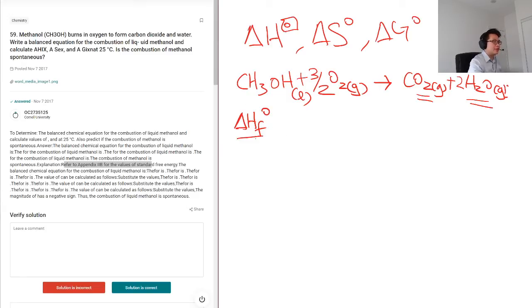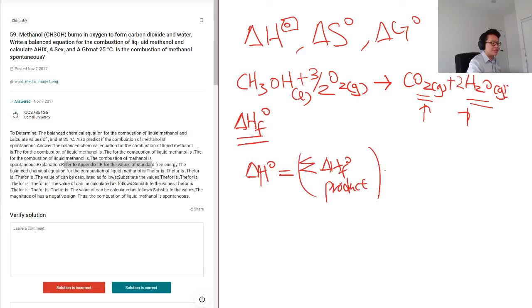When you can find all the delta HF from the individual chemical species, the delta H naught of the reaction, which is what we are looking for, will be equal to the sum of the delta HF for our products minus the sum of the delta HF of our reactants. This is called sigma, just a sum, adding everything up. And then you will have your number.